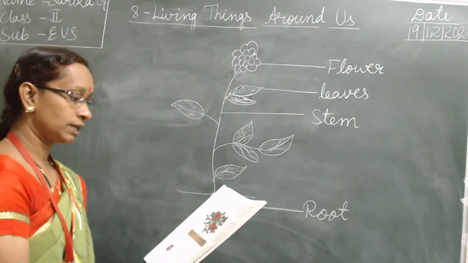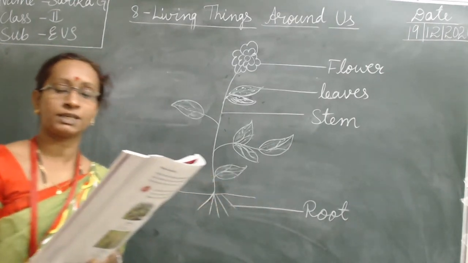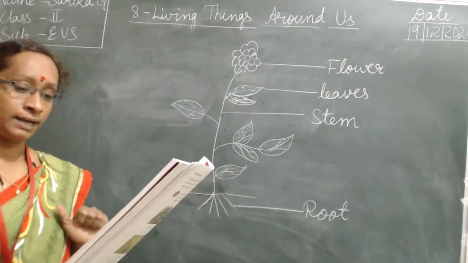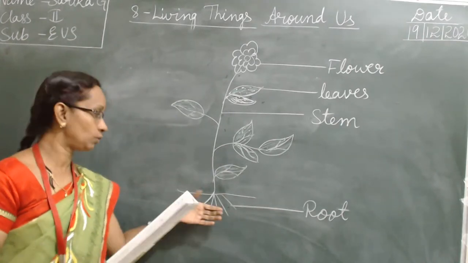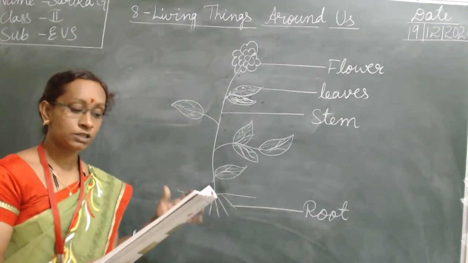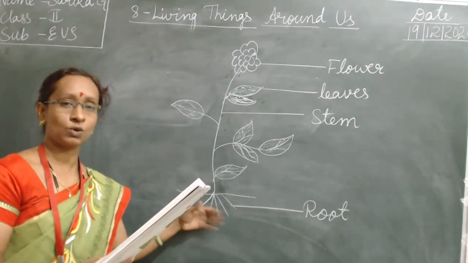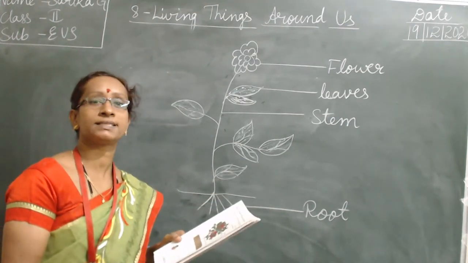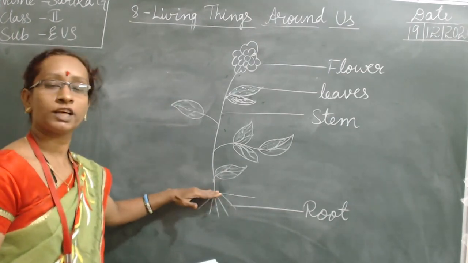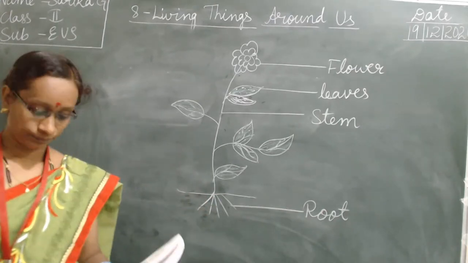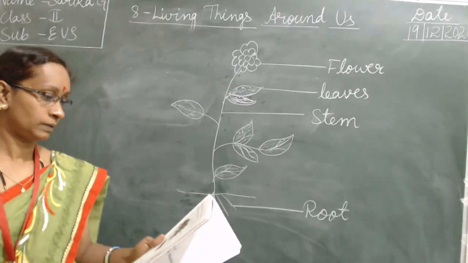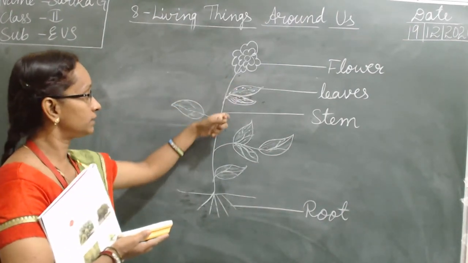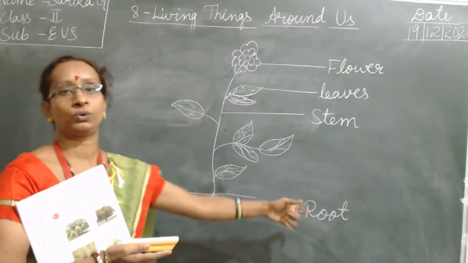It is root. The root is usually found below the soil and holds the plant firmly, strongly to the soil. It also absorbs water from the soil. This is flower, leaves, this is stem and this is root.